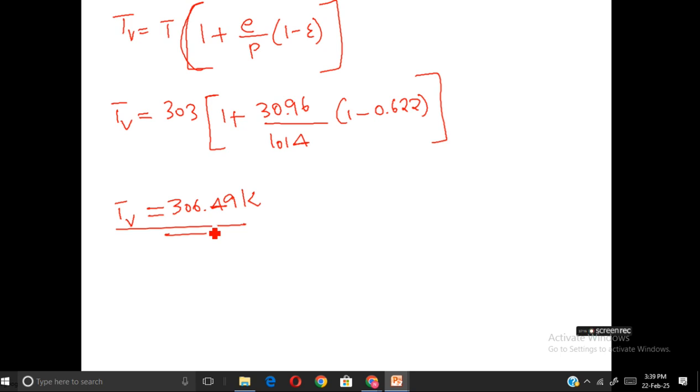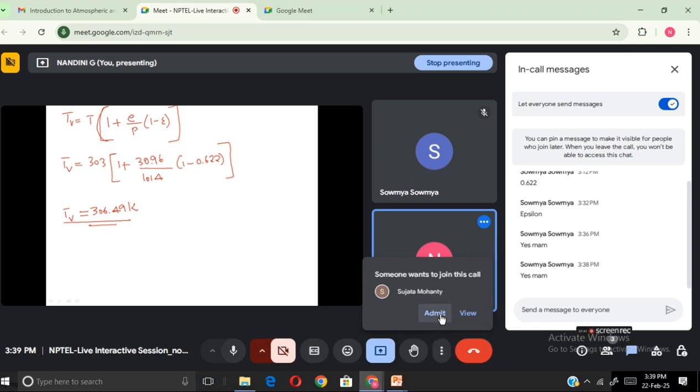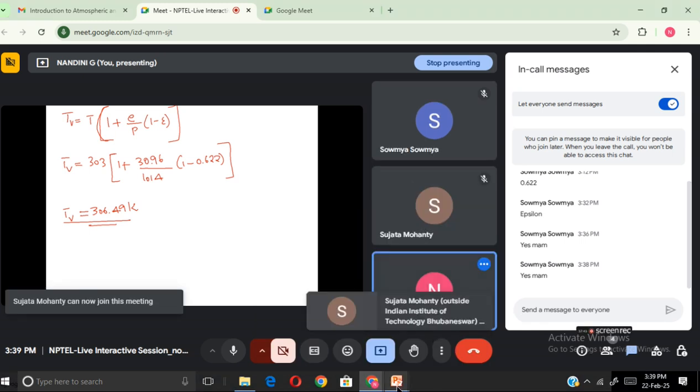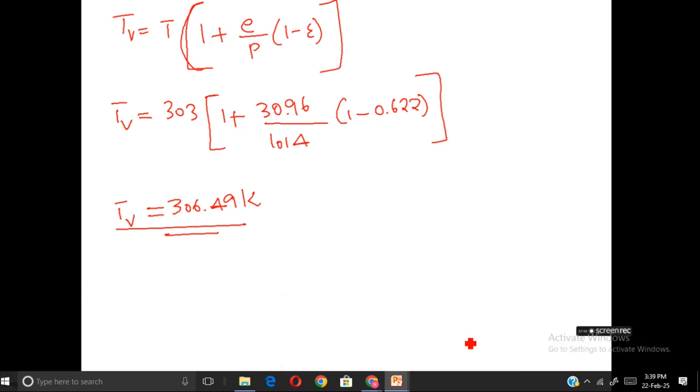Okay, so we found the virtual temperature. Now what else was there in the question? A specific humidity of a sample of air is 0.016 at the temperature of 303 Kelvin. Find the virtual temperature, that we did. Now the total pressure of the moisture is 1014 hectopascal. What is its density? The second part of the question is to find the density of the moist air, rho.